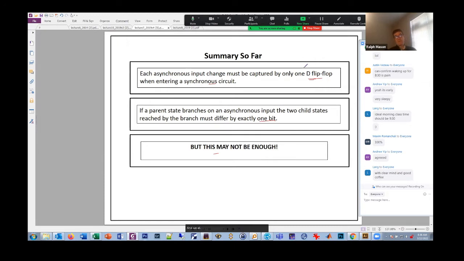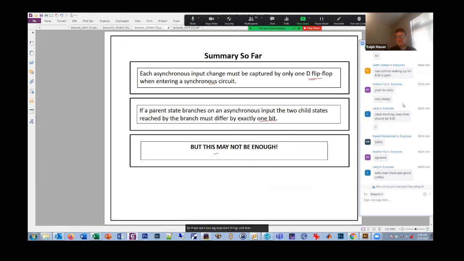So the child states can only differ by 1 bit. And another super important conclusion was that if you take an asynchronous signal and pass it through a flip-flop, then it becomes a synchronous signal under most circumstances. And we also like to double flop it, just to make sure we have a maximum amount of time for it to recover from any metastability. So those were two big important things.